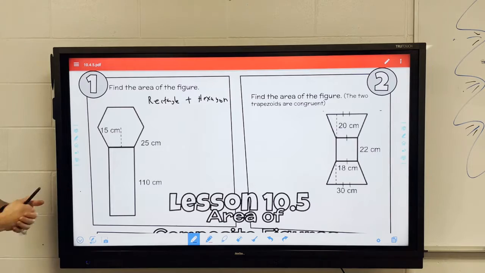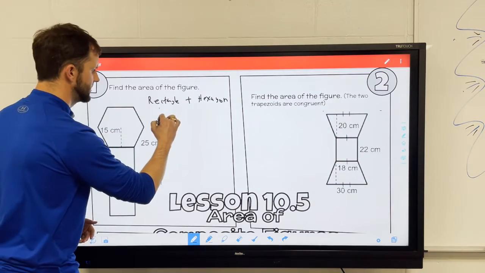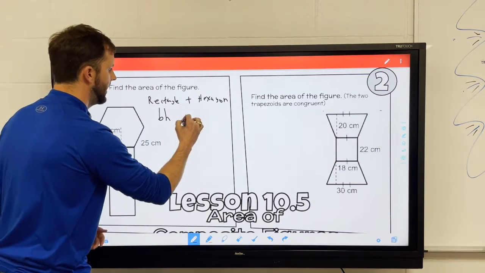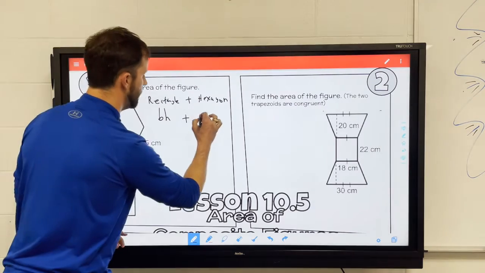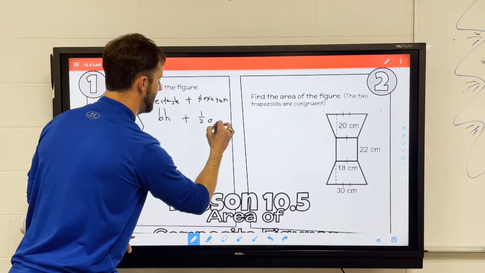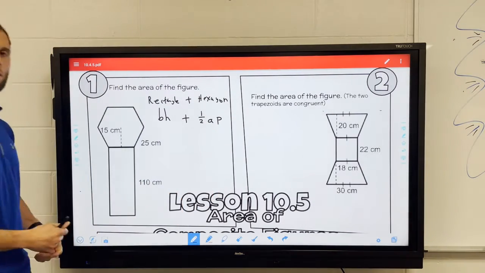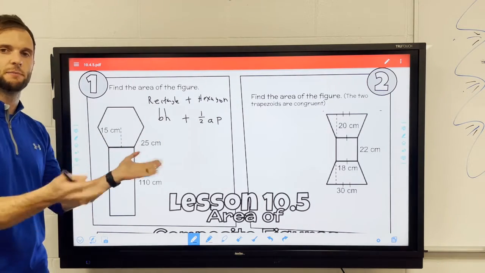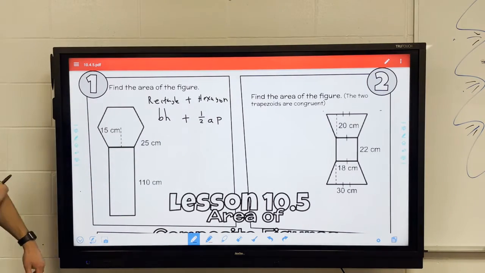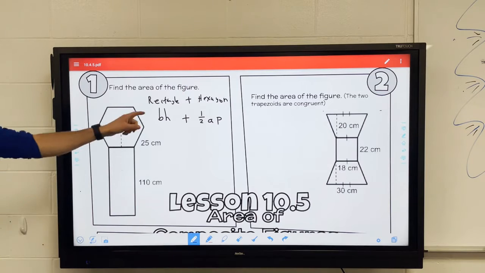To find the area of a rectangle, I know it's going to be base times height. And then I'm going to add the area of a hexagon, which is going to be 1/2 the apothem times the perimeter. We've done that before. So I'm literally finding the area of the two separate things, then I'm going to add them together, okay? So let's look at my first one here, my rectangle.